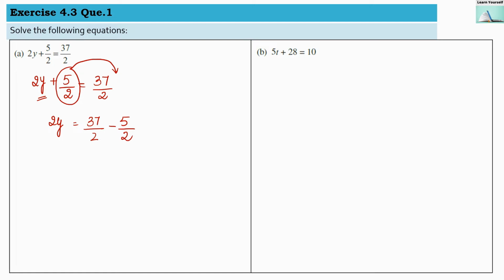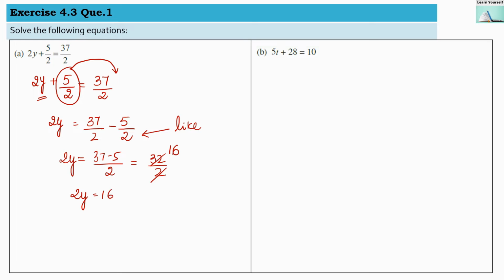Now as you can see, both are like fractions, so we can do this subtraction. Otherwise we have to take the LCM. So 2y equals (37 minus 5) divided by 2. We will get 32 by 2. So 16 twos are 32. So 2y equals, we will get 16 here.